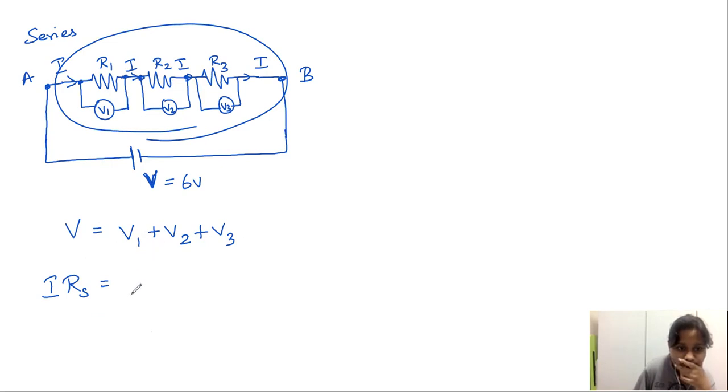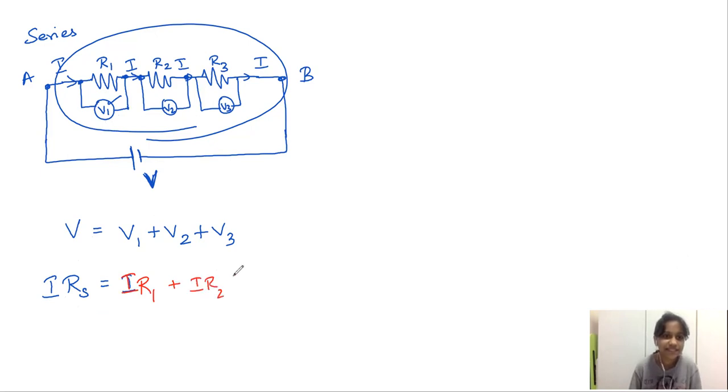What is V1? Same formula. I is the same. Which is varying. What is V1? I'm just asking about the formula. Here V is IRS. Same way V1 will be IR1, plus the next one will be IR2, and the next one will be IR3.